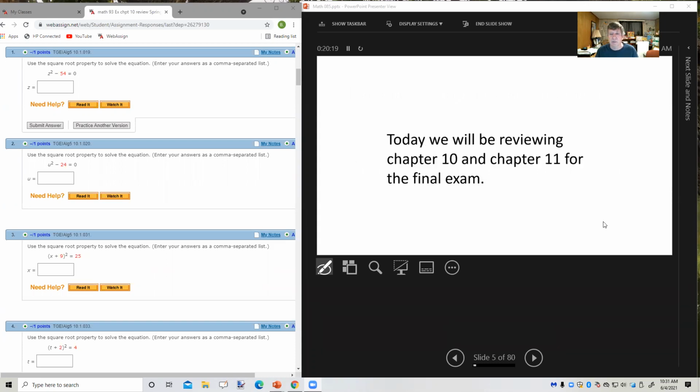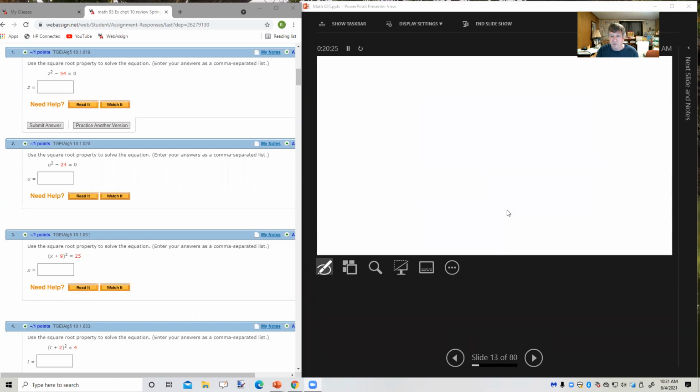Okay, so today we're going to be reviewing Chapter 10 and Chapter 11 for the final exam. So let's go ahead and get started. All right. So first thing we're going to look at is the square root property. Over here on the left in WebAssign, we have the following problem.